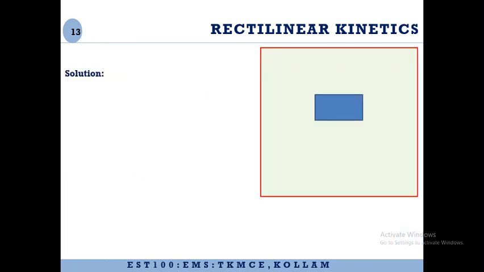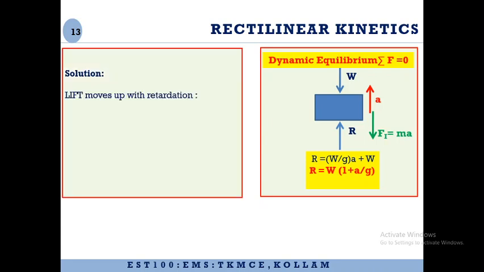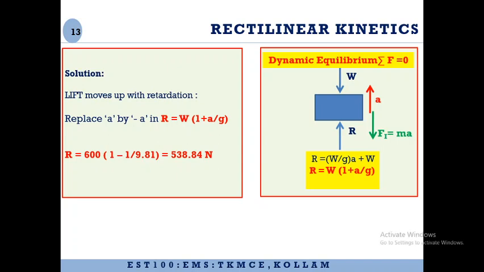So this is the free body diagram. Weight is acting downward, reaction is acting upward, and we are assuming it to accelerate in the upward direction. Therefore, inertial force will be in the downward direction. We consider the dynamic equilibrium. This will be the equation, and in this equation we will replace a by minus a. Therefore, a is 1 meter per second square, so minus a will be minus 1. We can get the reaction as 538.84 Newton.